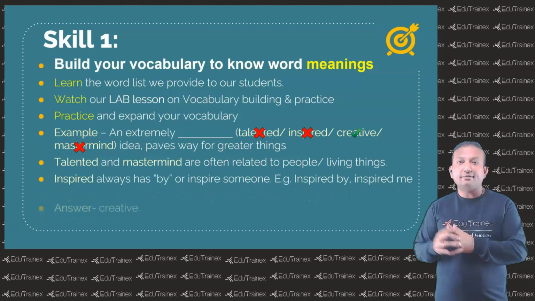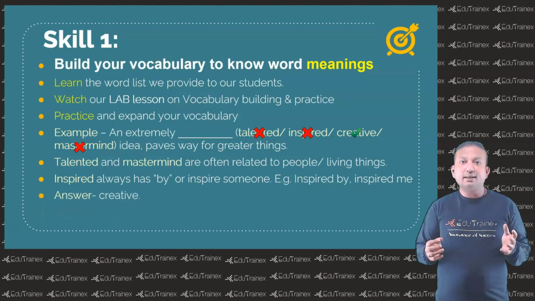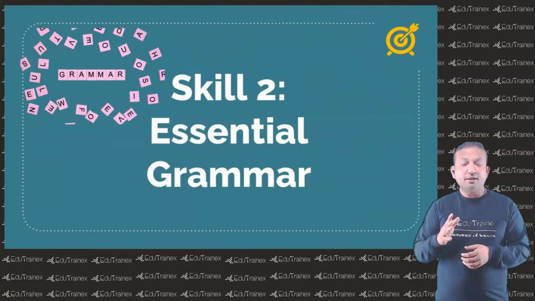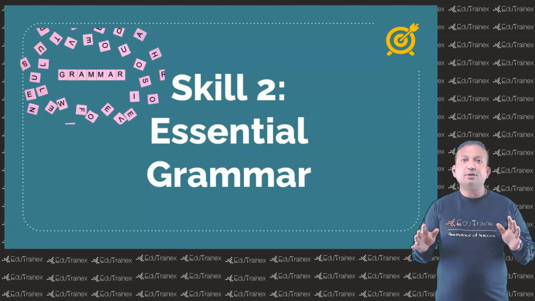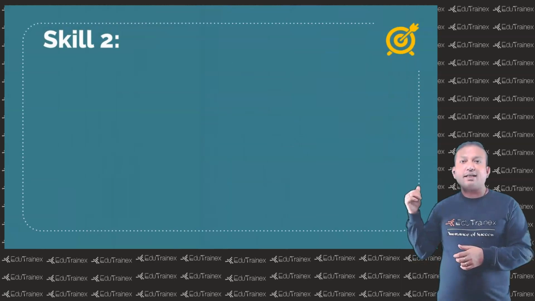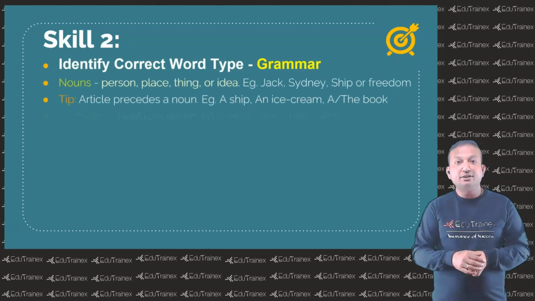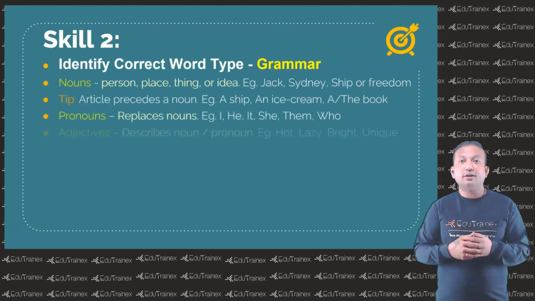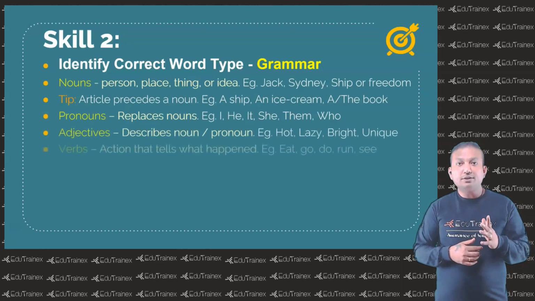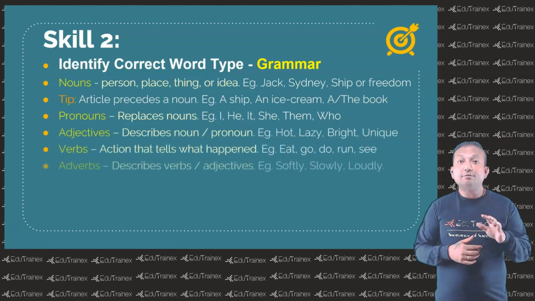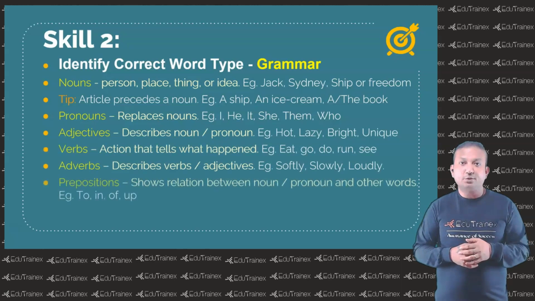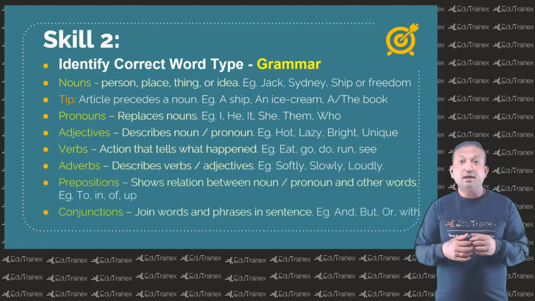A creative idea. The second very important skill for this task is grammar. And within grammar, it is quite important to understand the word types. Now I'll explain these word types in the easiest way possible. See the word types on the screen, which are nouns, pronouns, adjectives, verbs, adverbs, prepositions, and conjunctions. There are others as well. But in this video, I'm just covering the essential ones that you definitely need to solve the fill in the blanks questions. Let's begin with the nouns.